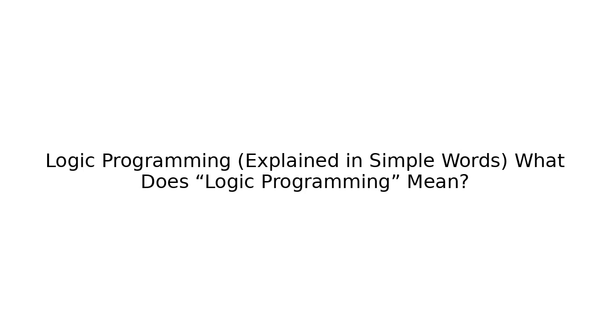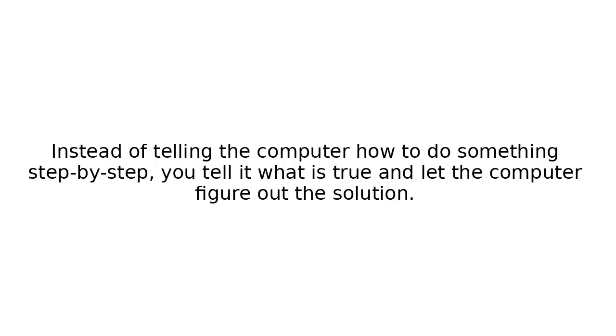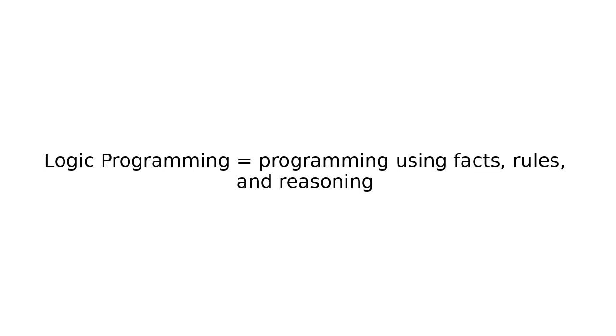Logic programming. Explained in simple words. What does logic programming mean? Logic programming is a programming paradigm where you write facts, rules, and queries, and the computer derives answers using logic. Instead of telling the computer how to do something step by step, you tell it what is true and let the computer figure out the solution. In simple words, logic programming equals programming using facts, rules, and reasoning.